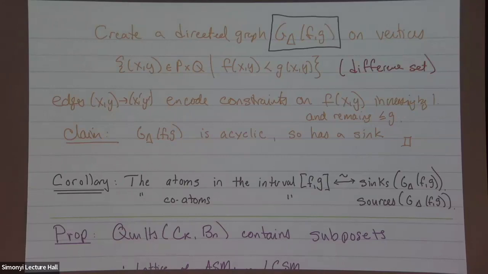And so a corollary is that we can tell you exactly, if you tell me the pair F and G and look at the interval between F and G, what are the atoms covering F? They are exactly in bijection with these sinks. The co-atoms, the ones that are 1 step down from G, they correspond with the sources. And so that's pretty easy. And the sinks and the sources are exactly pairs X, Y, where you can raise the value up by 1. So it's encoded in that. Okay, so that's nice.